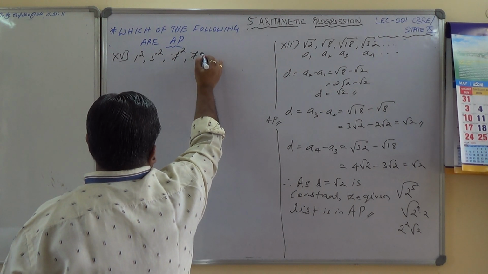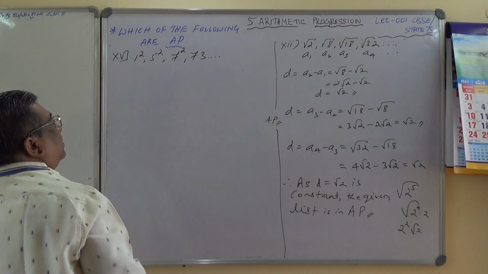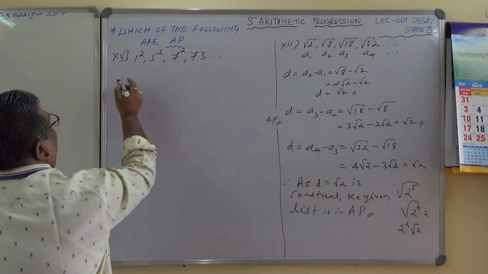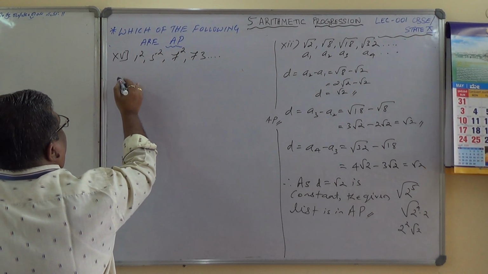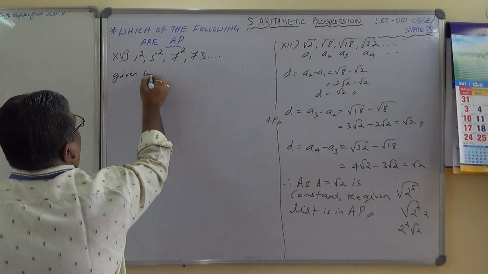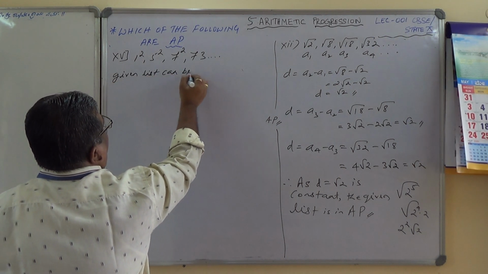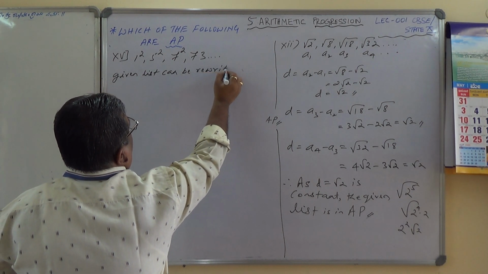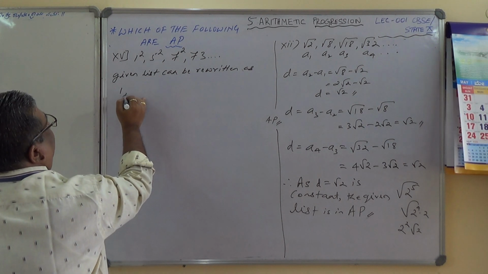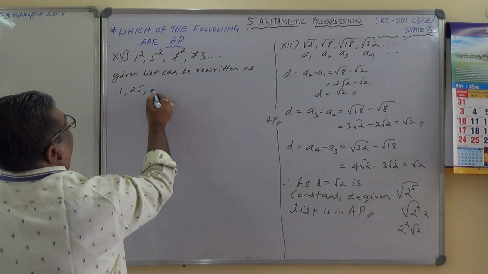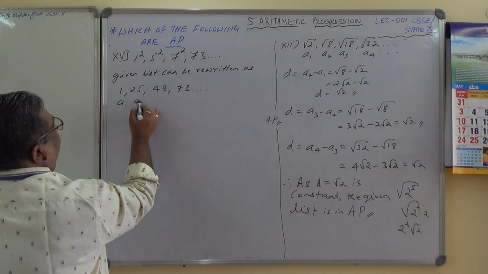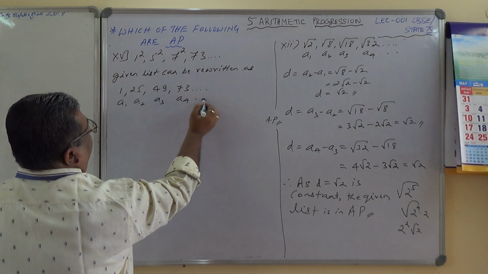I don't know how this is 73 here. Very interesting. So can we write it in a different way and check? Therefore the given list can be rewritten as 1, 25, 49, 73, dot dot dot. So let this be A1, A2, A3, A4.